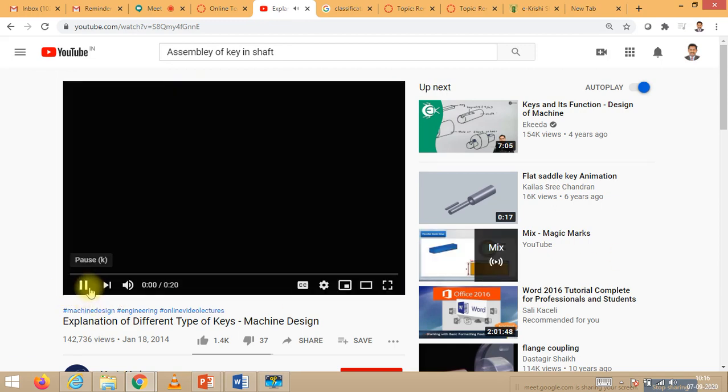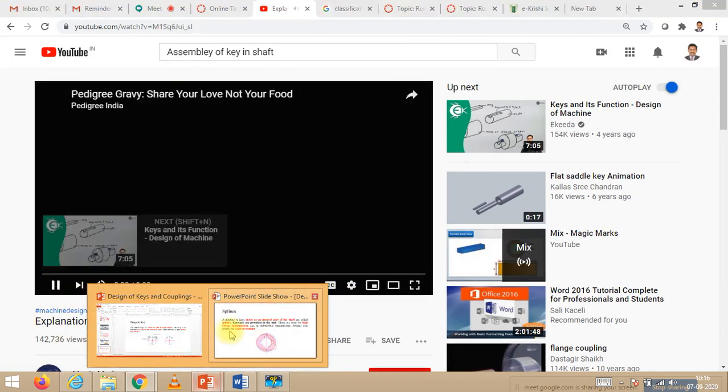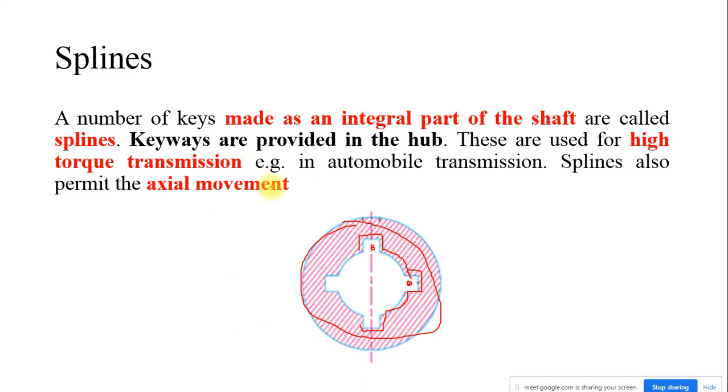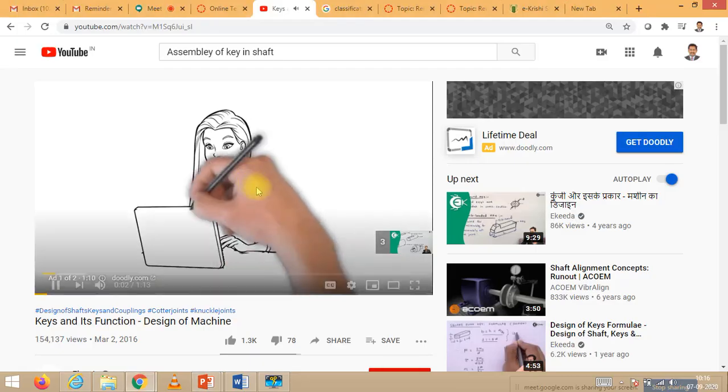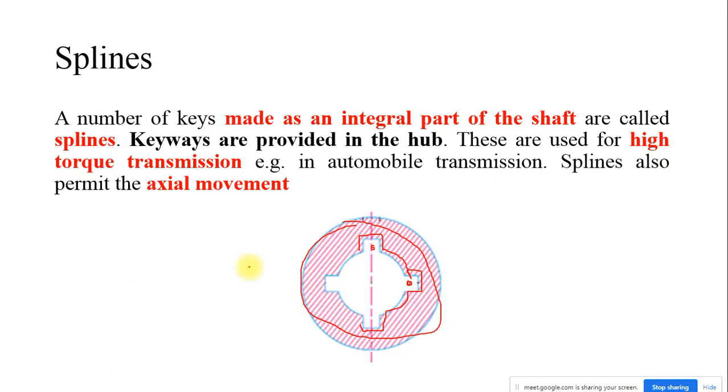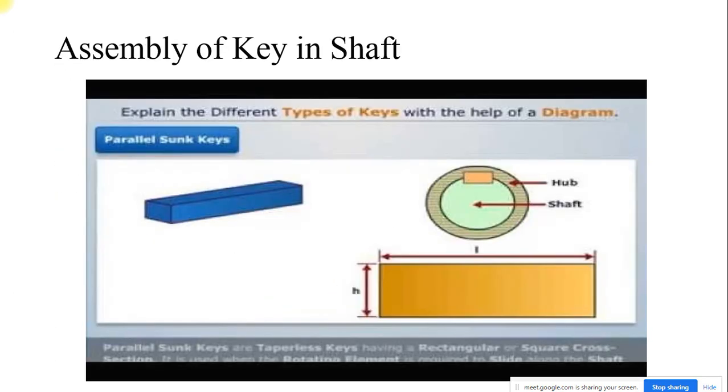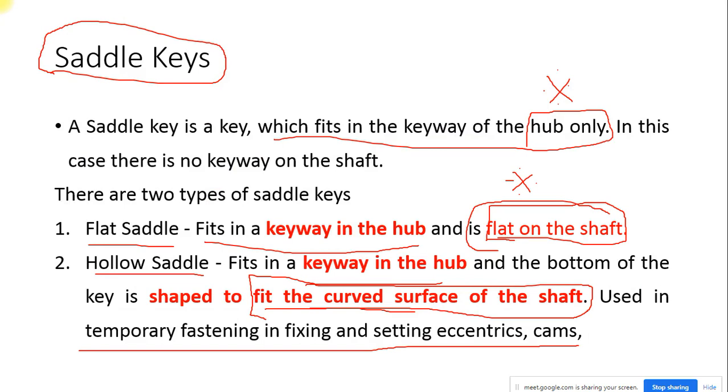So I hope now you understood how the different types of keys are used, how they are used in various cases and how they are assembled. So that is very, very important. I can post these things in our LMS also. You can look into it. With that, let me complete what a key is and what the different types of keys available are.